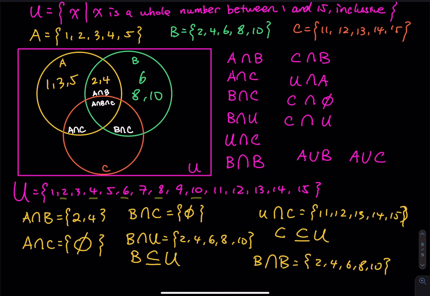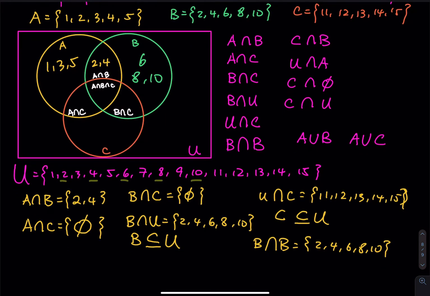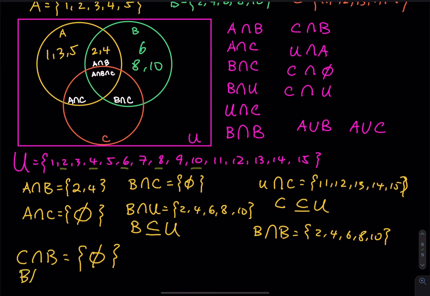All right. And then C and B. So C intersect B. What do they share in common? C and B, I don't think they share anything in common. Take a look at B: 2, 4, 6, 8, 10. And then C starts at 11, no 10. So they don't share anything in common. Then that is empty. So between C and B, you do not put any numbers in there. This is the same thing as B intersect C. They are the same, so you do not put any numbers in there.